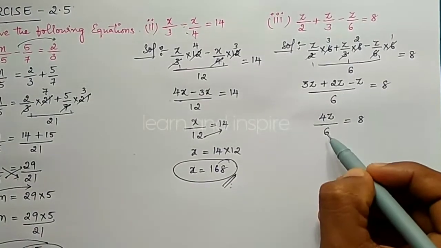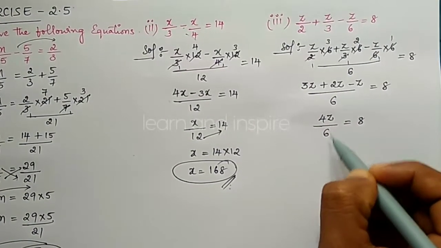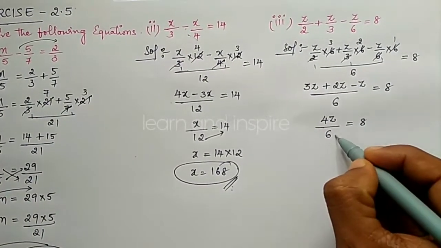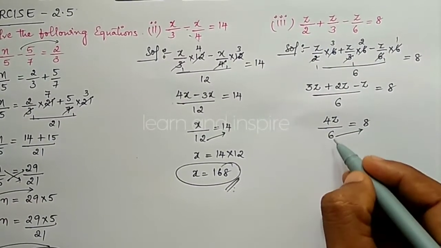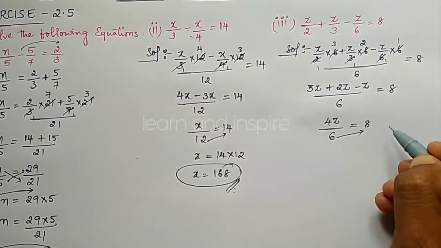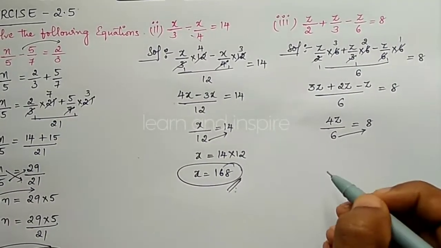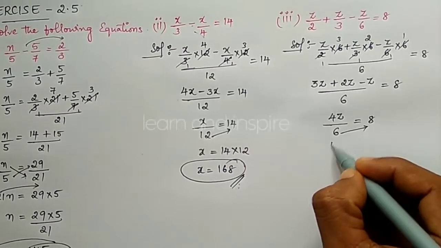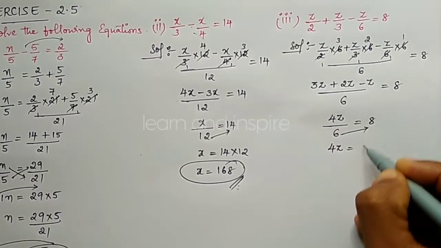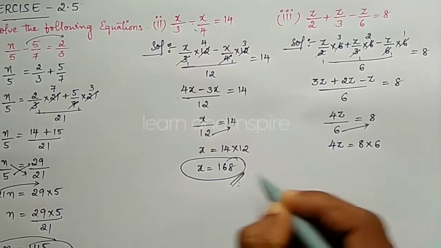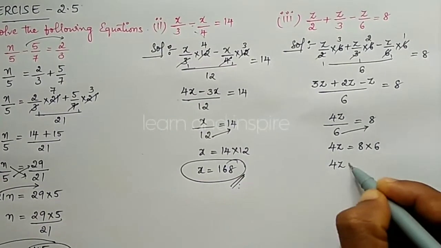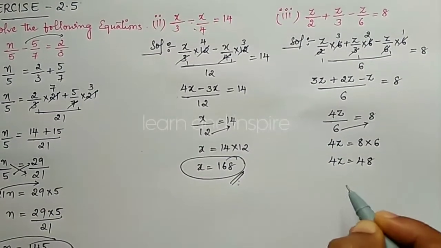Now this 4Z by 6, this 6 is on division. If I transpose this 6 to RHS, it becomes a multiplication because it is on division. So if I transpose a division to RHS, it becomes a multiplication. So 4Z is equal to 8, right, as it is. And if I transpose 6, it becomes a multiplication. 4Z is equal to 8 6s are 48.